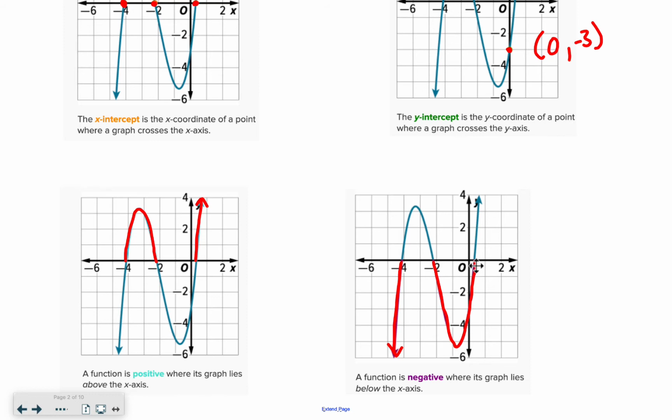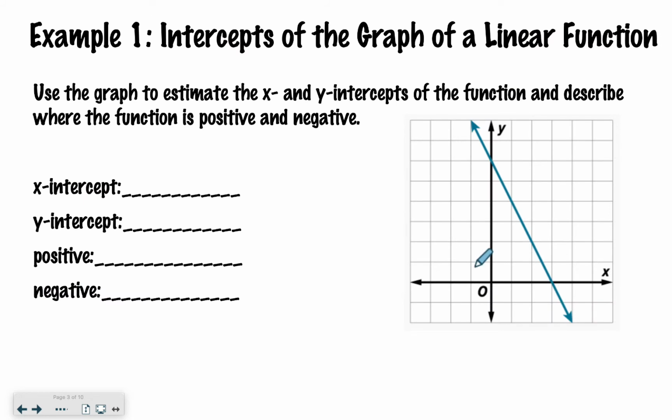Okay, so we've talked about the vocab. Let's start applying it to the examples. All right, example 1, intercepts of the graph of a linear function. Use the graph to estimate the x and y intercepts of the function and describe where the function is positive and negative. Okay, pretty straightforward. So let's start by listing our x-intercept. I know it's going to be a number, comma, 0, and it's where it crosses the x-axis. So that would be this point right here. That's my x-intercept, and that's at the point 1, 2, 3, 0.